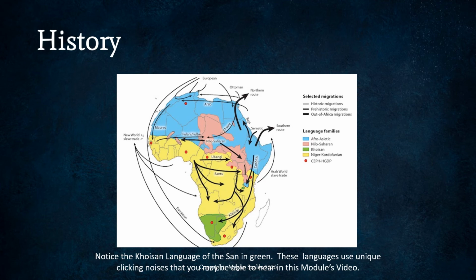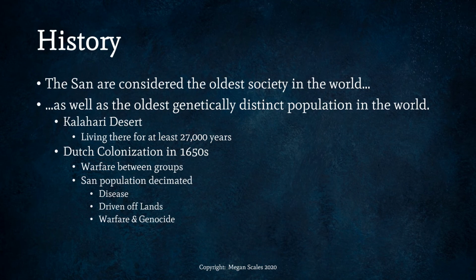Okay, moving on, a little bit more history. So the San are considered some of the oldest societies in the world, as well as the oldest genetically distinct populations in the world. They have been living in the Kalahari Desert for at least 27,000 years. They faced Dutch colonization in the 1650s. This triggered warfare between groups. The San population was decimated. They faced new diseases, being driven off their lands, and warfare and genocide.